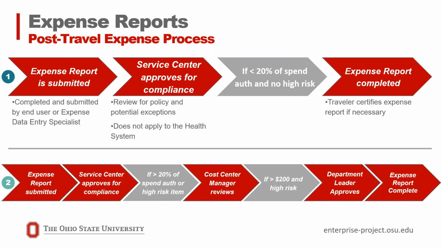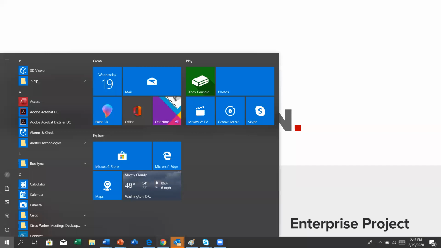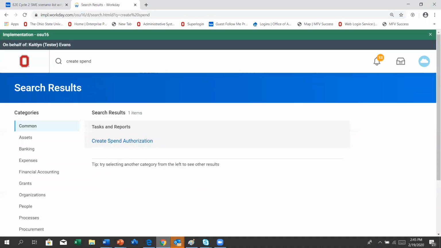And then same thing, the traveler would certify at the end if they weren't the ones that originally submitted. Okay. So we'll go ahead and go back. Okay, wait, hold on one second. No. High risk is estimating original spend off. Yeah, we have talked about this.